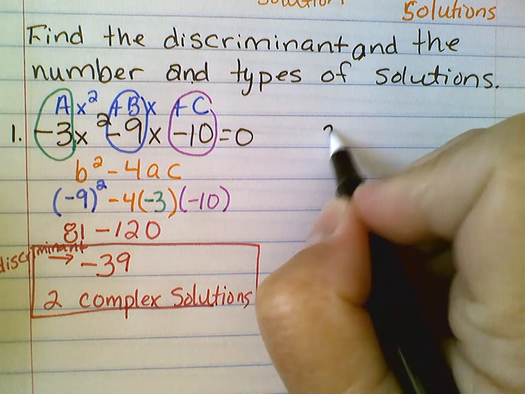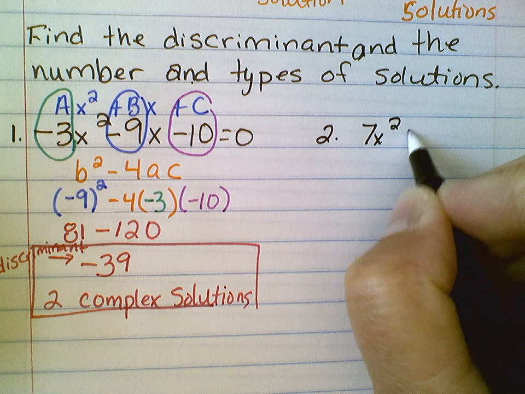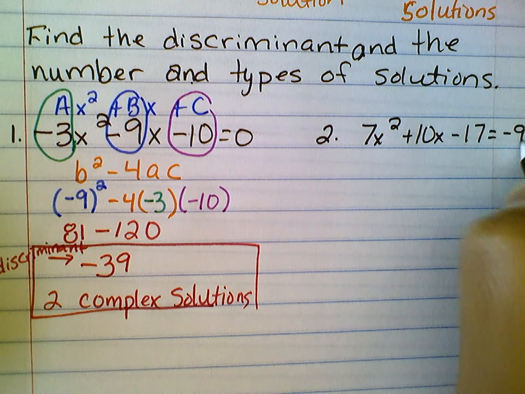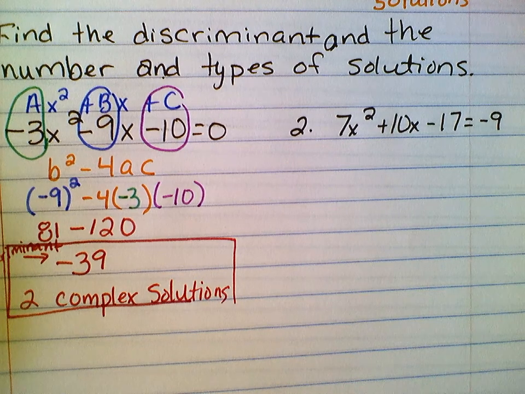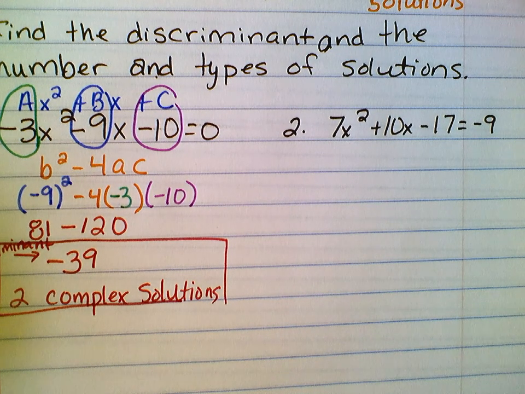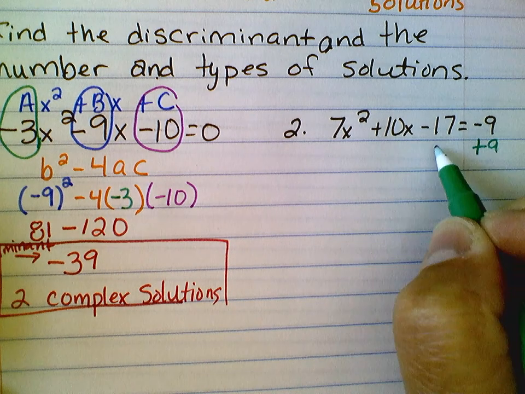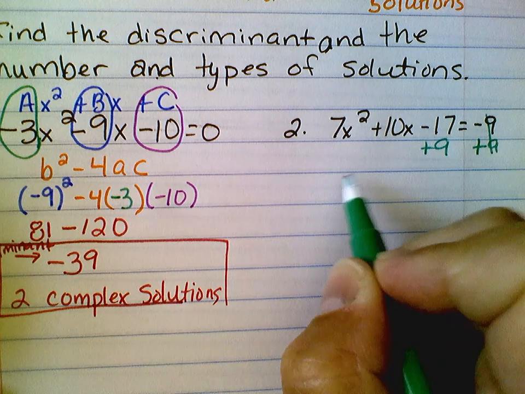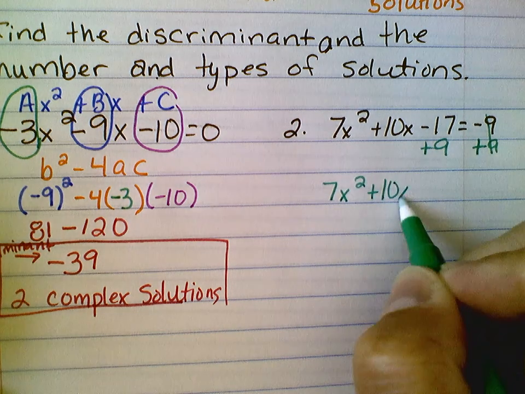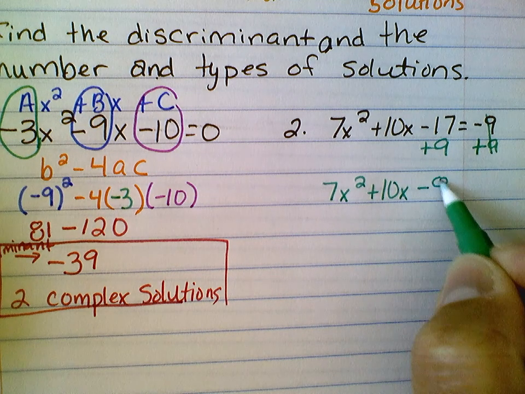Let's look at another one. I have 7x squared plus 10x minus 17 equals negative 9. So what I have to recognize here is that it is not set equal to 0. This is not the full equation here that I need to substitute. I have to get this 9 over here, and that gives me 7x squared plus 10x. Negative 17 plus 9 is negative 8.